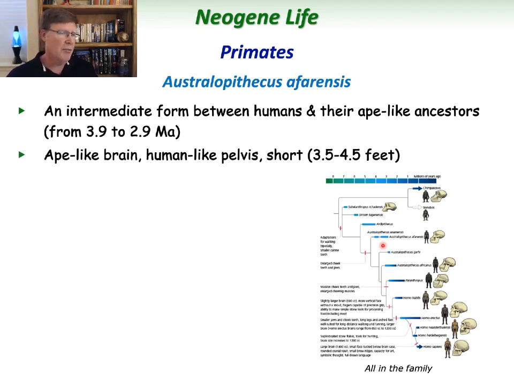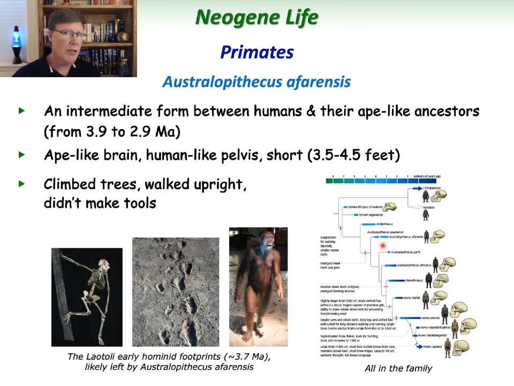They still had an ape-like brain, looking at their cranium, but a more human-like pelvis. They're still short like Ardi was. We think they walked upright also. I think they climbed trees. They didn't show any signs of making tools though. So these are some classic footprints that have an age of about 3.7 million years, and this is the classic Lucy skeleton. So Lucy is an Australopithecus afarensis. That's what Lucy was. So Ardi and Lucy.